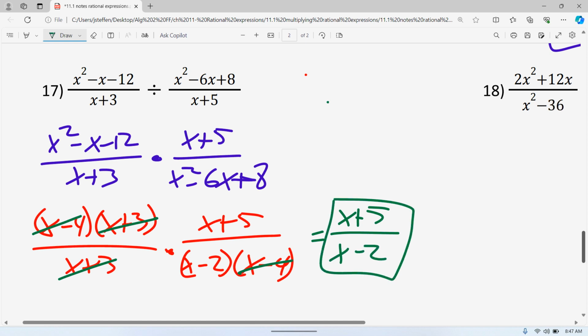Do not worry about excluded values for these problems. It gets complicated quickly with excluded values in division. We're not going to do any excluded values with division. Multiplying will probably be on the test, but definitely not division.